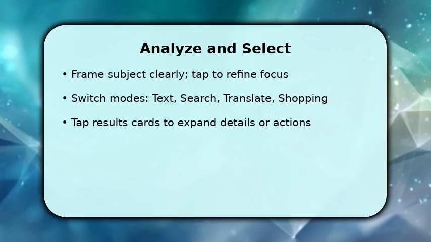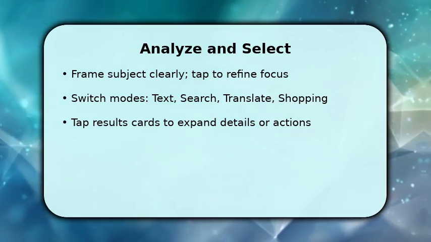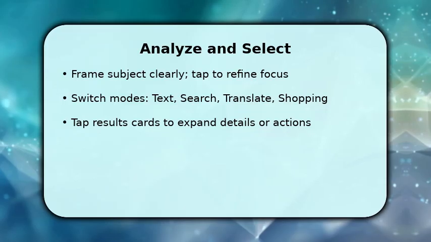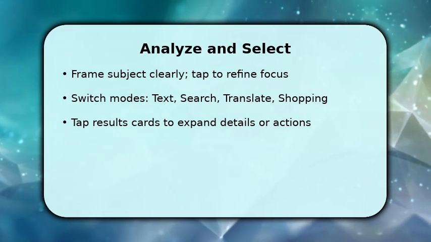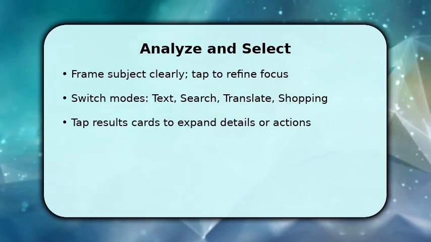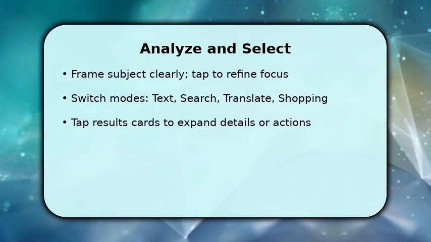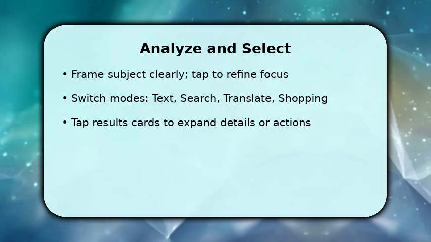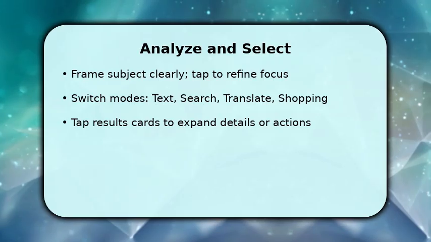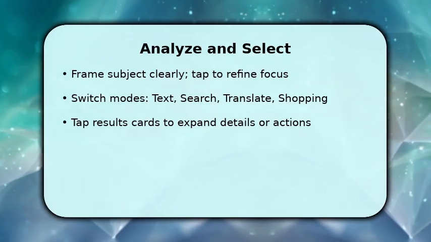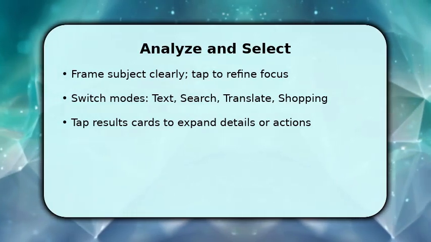This improves accuracy. Next, pick a lens mode: text to copy, translate to swap languages, shopping to find products, or search for objects. Swipe result cards for suggestions and tap one to get links, prices, or copied text. If text is chosen, drag selection handles to pick lines, then press copy or listen. Make sure to try alternate angles if recognition falters.